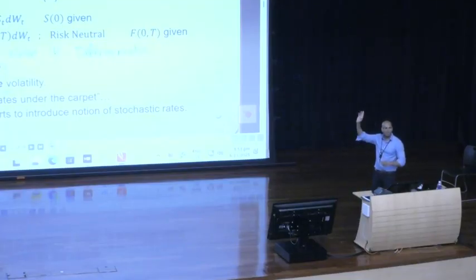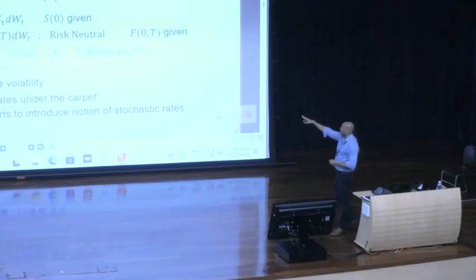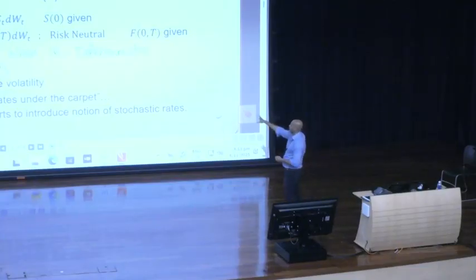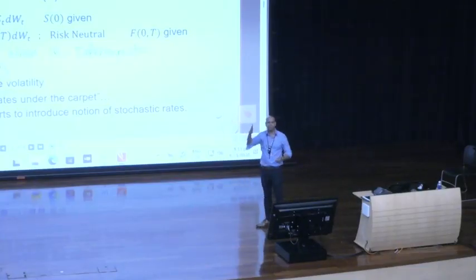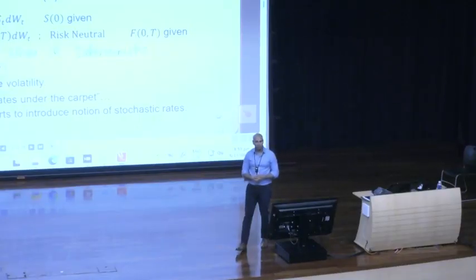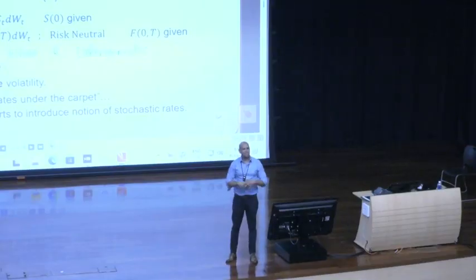One question you might have in mind is, okay, well, we had sigma S, fine. Now we have sigma F. Where do we get it from? What's sigma F? Well, we never had sigma S either. Where do we get sigma S from? That's what we talked about last week. Sigma S comes from the market. We can imply a volatility from the market.